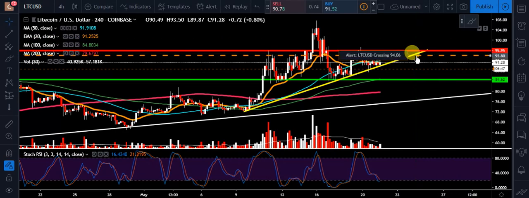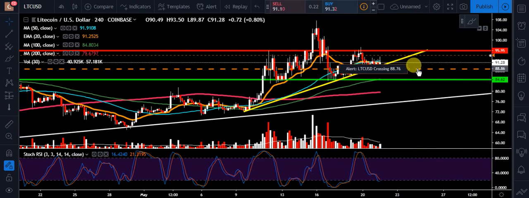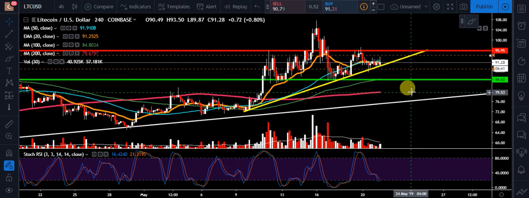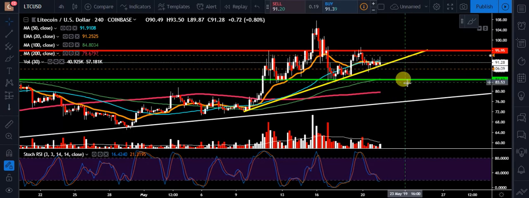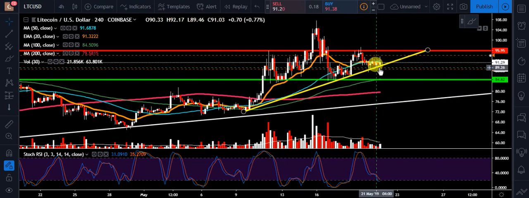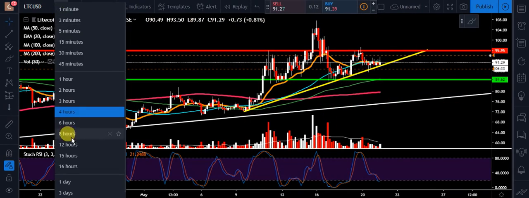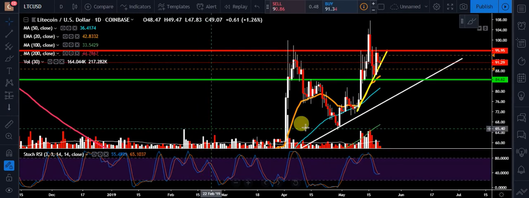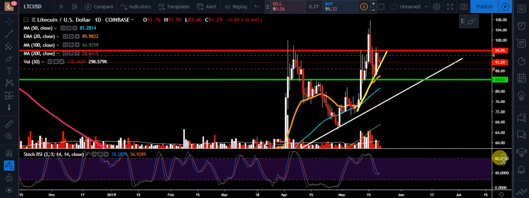Okay, so my new alarm is going to be at 94.06 and then to the downside at 88.76. I want to be alerted if anything goes past that to the upside or to the downside, guys. So keep that in mind. Pay very close attention to this trend line. We're going to see what happens. Next, I want to go out to the 1 day. So we're going to take a little bit more of a look at this and really step back.